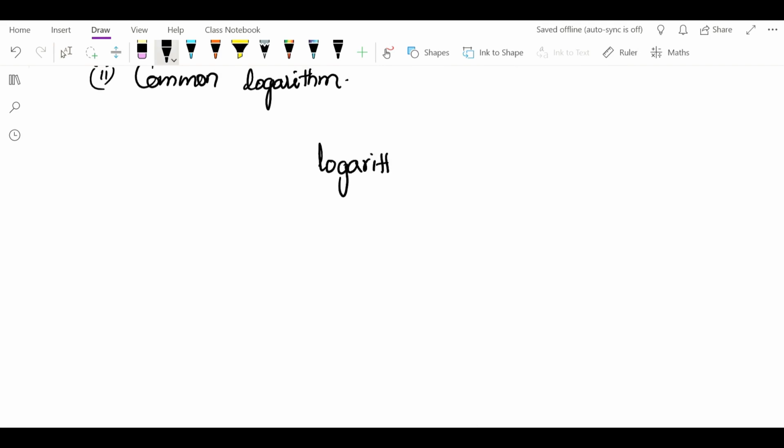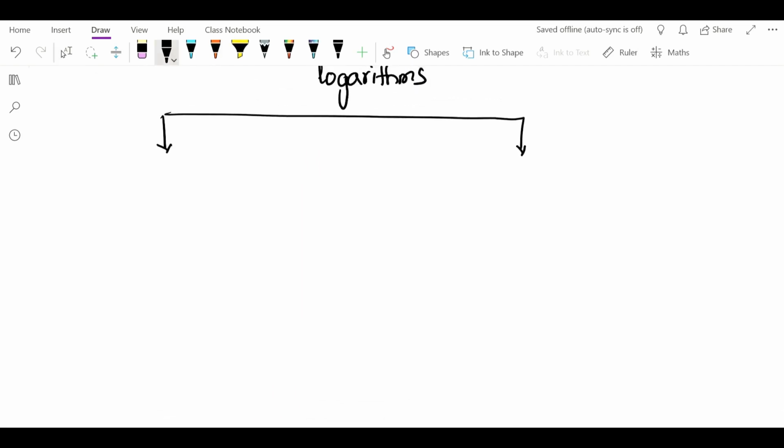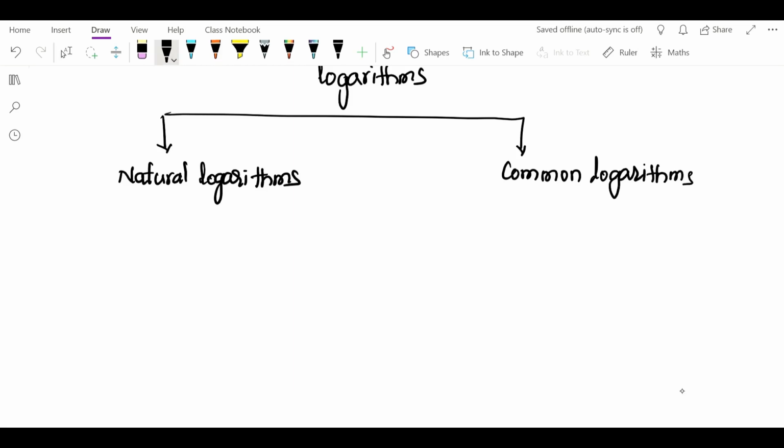Logarithms. Natural logarithms, common logarithms. Natural logarithms are invented by John Napier.